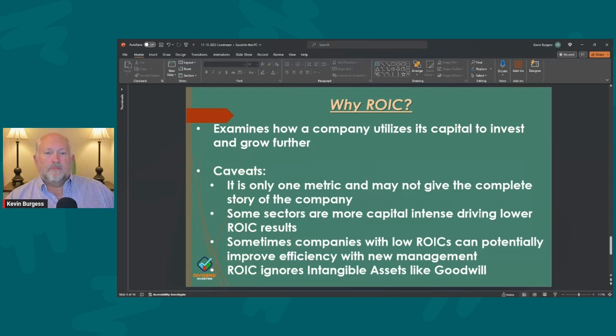And then sometimes companies with low return on invested capital can potentially improve efficiency with new management. So if you see a company with low return on invested capital and the board makes a change in the CEO or the leadership team in some way, you look at that and you go, wow, there is a lot of room here to improve the efficiency of this business. If this new management team can pull it off, it may be a great investment for the future. So those are ways to utilize return on invested capital.